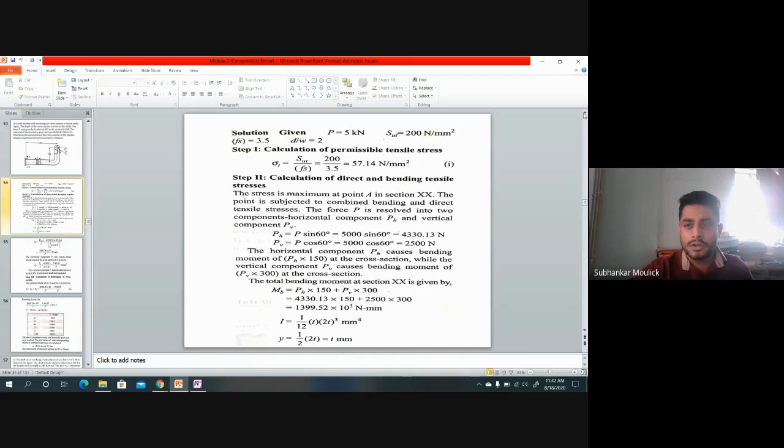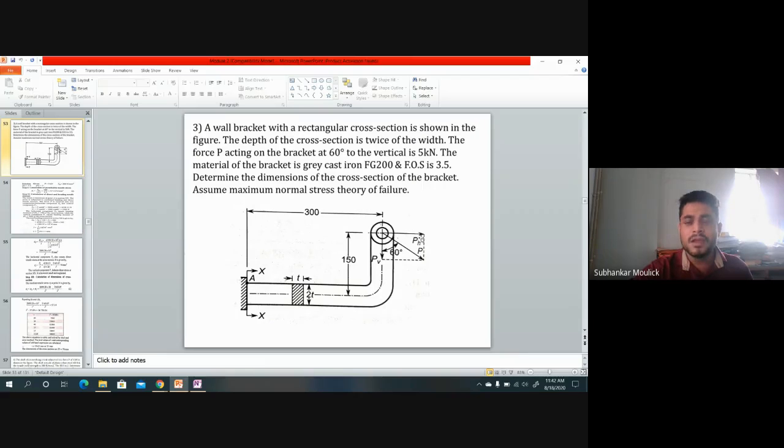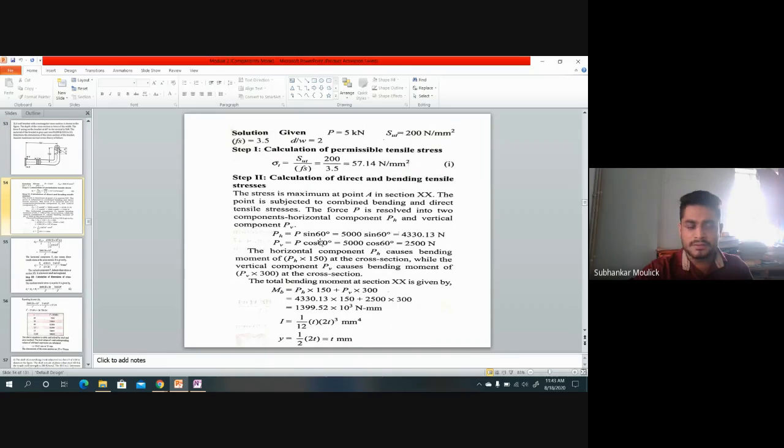The horizontal component PH will be P sin 60 and the vertical component PV will be P cos 60. P is given in the problem, that is 5 kilonewton. So PH comes out to be 4330.13 Newton, and PV is P cos 60. P is 5 kilonewton. If you solve it, you will get the value of PV as 2500 Newton. Is the step clear? PH is 4330.13 Newton and PV is 2500 Newton.